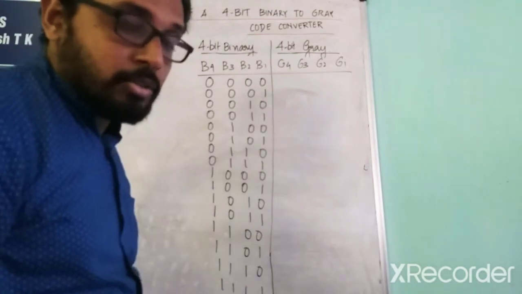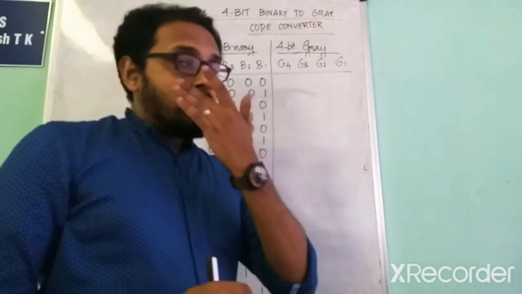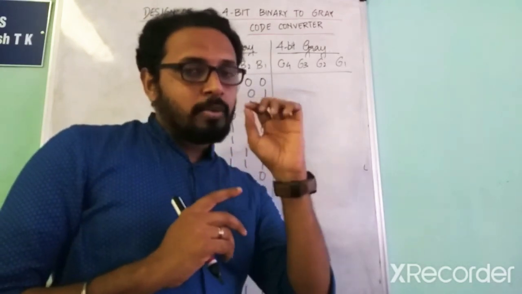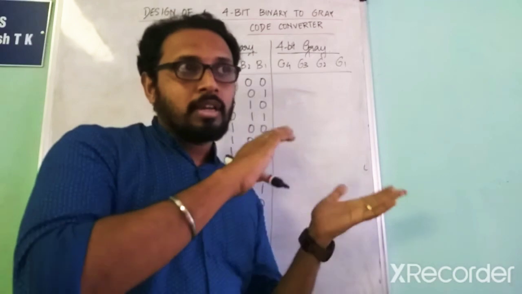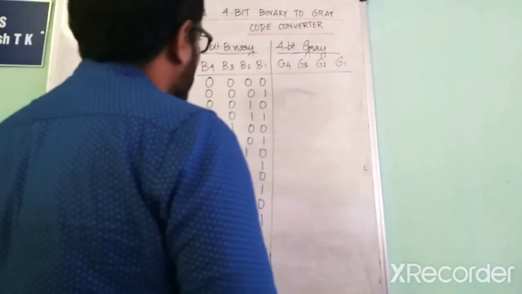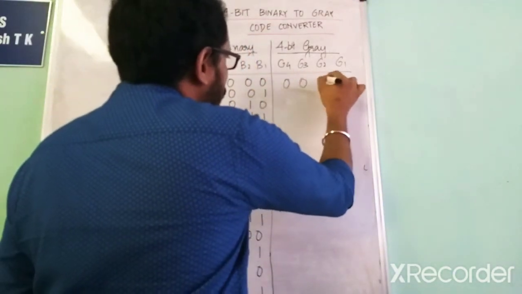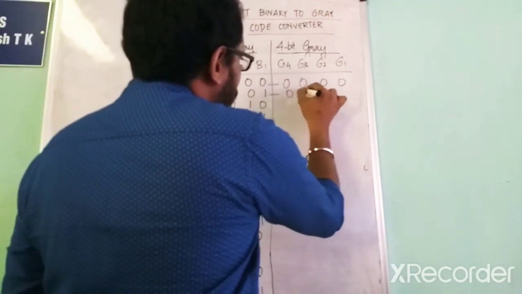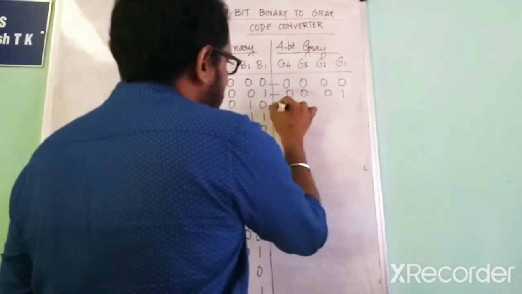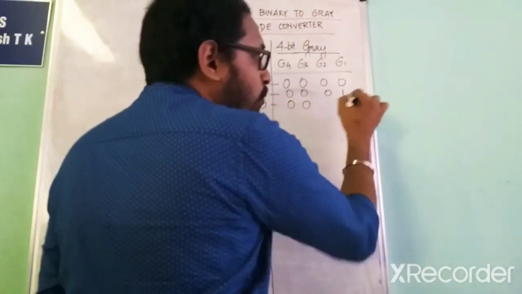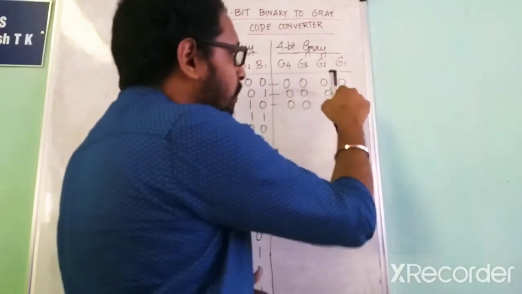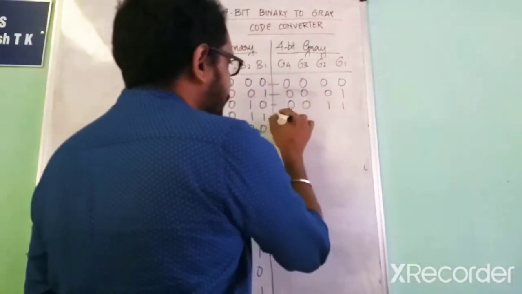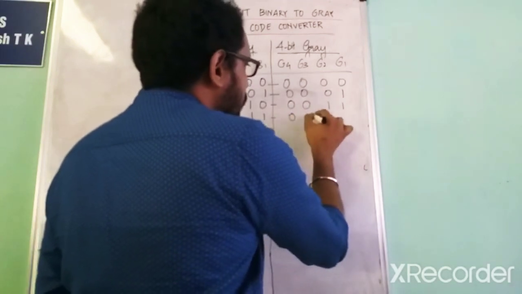And what about the corresponding gray? In Karnaugh maps also we have learned that there will be just 1 bit change when we convert a binary to the corresponding gray. First will be 0, 0, 0, 0. Next is 0, 0, 0, 1, just 1 bit change. Next is not 0, 0, 1, 0, because when 0 is converted to 1 and 1 is converted to 0, there will be 2 bit change. So 0, 0, 1, 1. Next we have 0, 0, 1, 0.